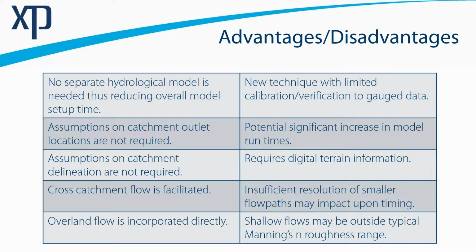You don't have to delineate your catchments, as I've mentioned. That makes life a lot easier, and the cross-catchment flow is just going to happen automatically. One nice thing, of course, is your overland flow paths will be shown, and you can see those very, very clearly, which can be very, very useful when you're doing some broad-scale mapping of where your problem areas might be.